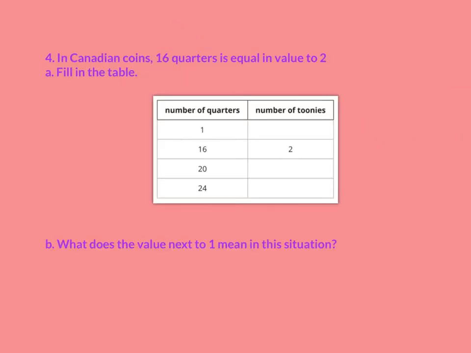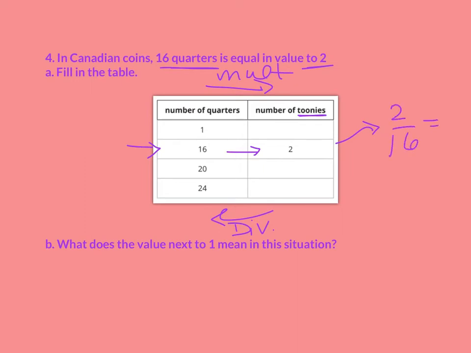Next, we are comparing Canadian coins, and those are called toonies. We're told that 16 quarters is equal in value to 2 toonies, and we can see that right here. So, as always, we know that when we go from left to right in our tables, that is multiplication, and when we go from right back to left, that is division. So they show us that 16 times some number is 2. If we're not really sure about what that is, we divide. So we do 2 divided by 16, which is a fraction. We divide it to 1/8.